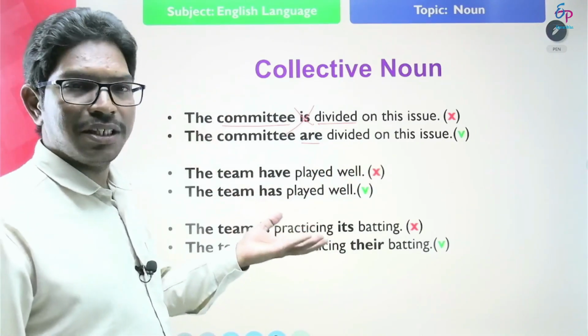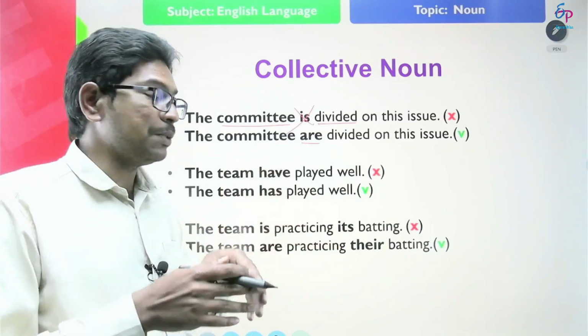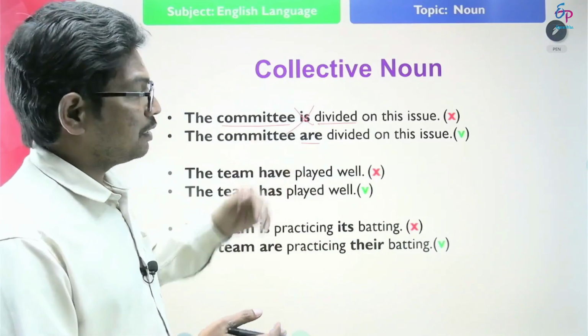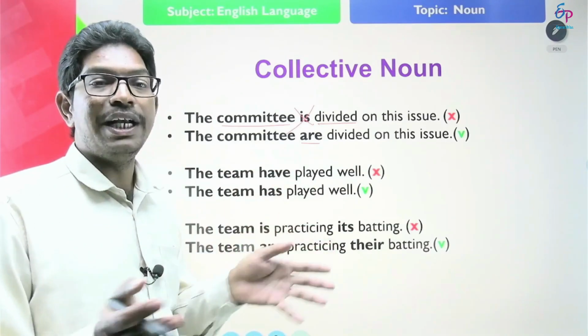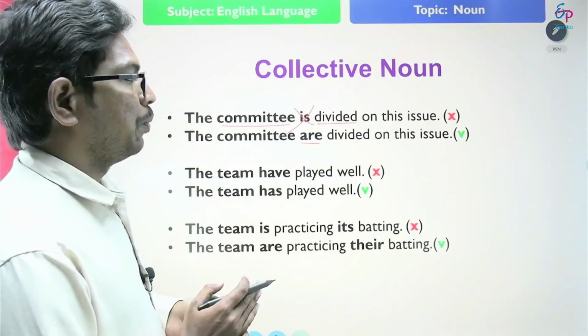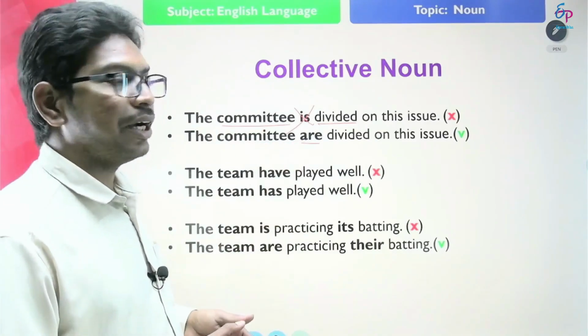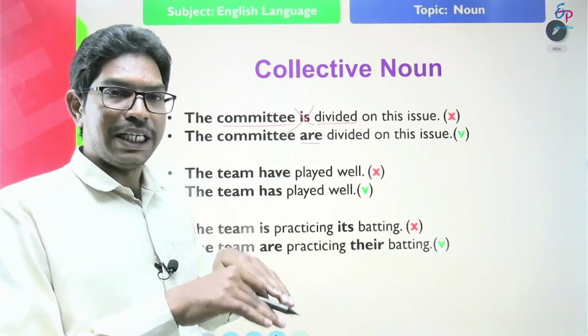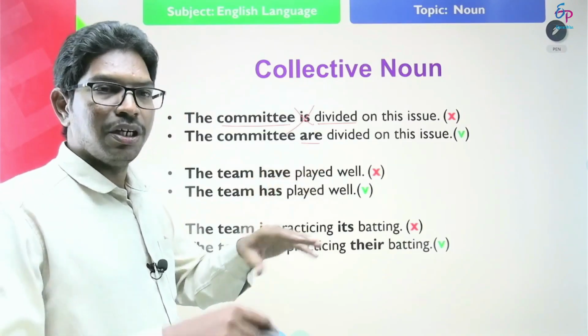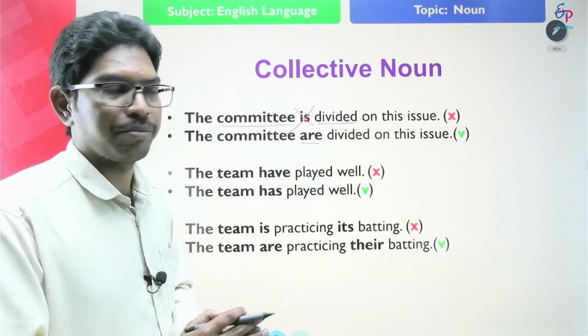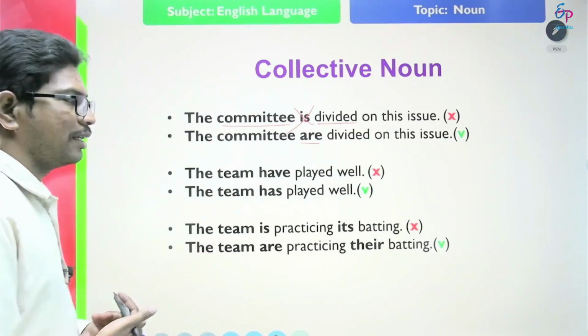So, in the previous example, that is spoken as a whole. In this example, this is spoken as individual members. So, what is the correct one? The committee are divided on this issue. United means is, a singular verb should be used. Divided means a plural verb should be used. Okay. Now let us look at another example.